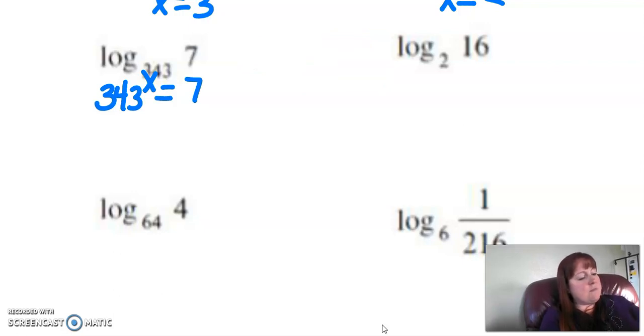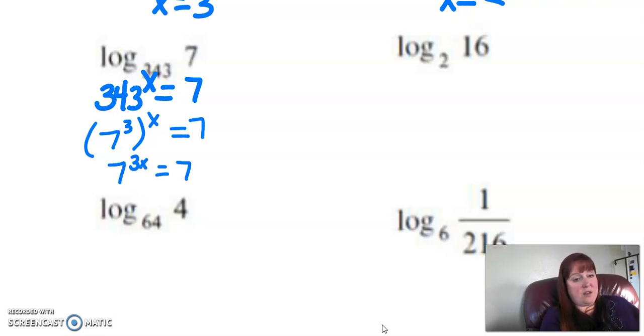So what if I just wrote 343 in terms of 7. 343 is the same as 7 cubed, okay? So I can just replace 343 with 7 cubed. Now, on the left side, I have 7 cubed to the x, and so my exponent rules tell me that 7 to the 3x equals 7. Okay, so 7 to the 3x has to equal 7. That means 3x has to equal 1, right? 3 times something has to equal 1. So what does that x have to be so that it equals 1?